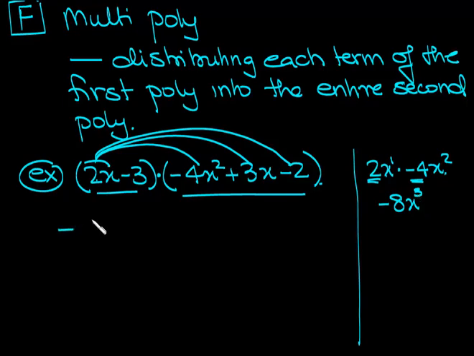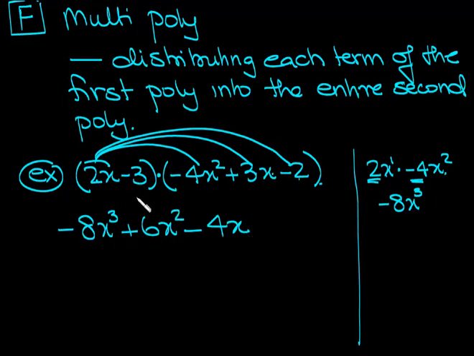So in this case we get negative 8x cubed plus 6x squared, because 2 times 3 is 6 and x times x is x squared, minus 4x. Negative 2 times 2 is negative 4x. Now we do the same thing, except this time we distribute negative 3 here into the second polynomial.